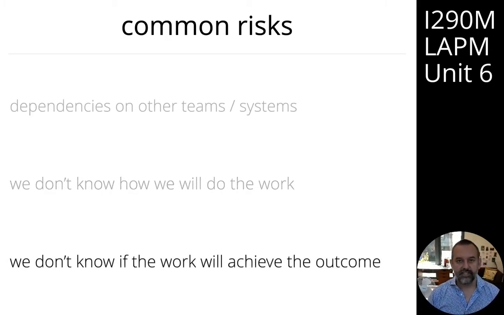The third common risk is that we don't know if the work will achieve the outcome. This is why it's important to adopt an experimental approach and why you need self-organizing autonomous teams. You'll typically build a prototype or an experiment and test it with real users and get feedback to determine if the thing that you're doing is actually going to achieve the outcome. And then if it doesn't, which is quite a likely outcome as we've discussed, you'll then have to work out what you're going to do next based on that.